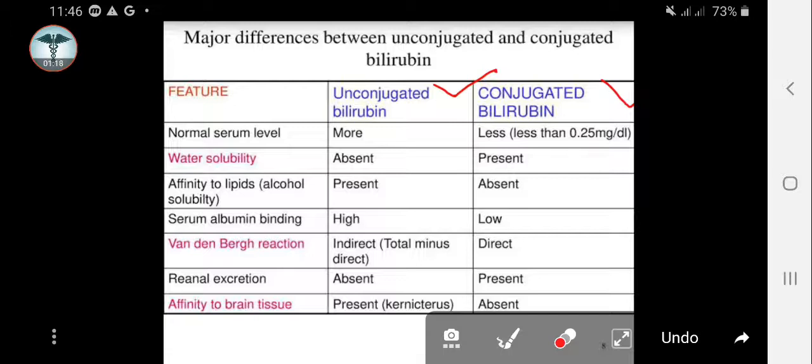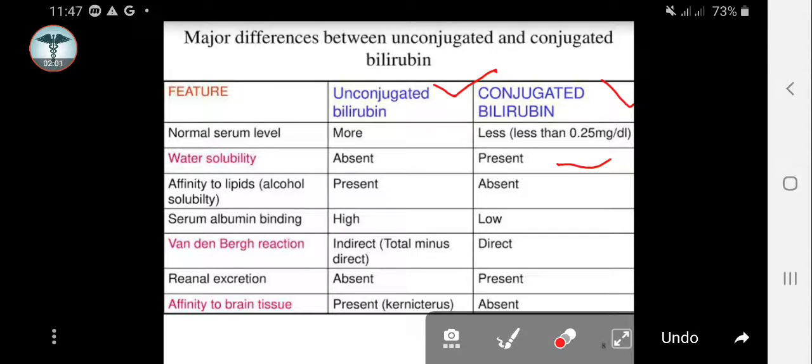So we can say that the normal serum level of unconjugated bilirubin is more, i.e. up to 0.8 mg per dl, while that of conjugated bilirubin is less than the unconjugated bilirubin, i.e. up to 0.4 mg per dl. The unconjugated bilirubin is water insoluble, while the conjugated bilirubin is water soluble. The unconjugated bilirubin has the affinity for lipids and is also soluble in alcohol, while the conjugated bilirubin is not soluble in lipid or alcohol.